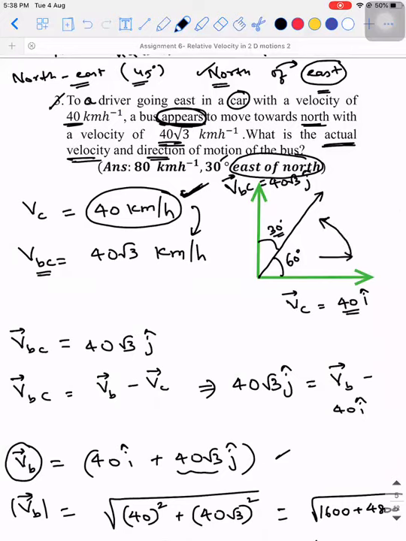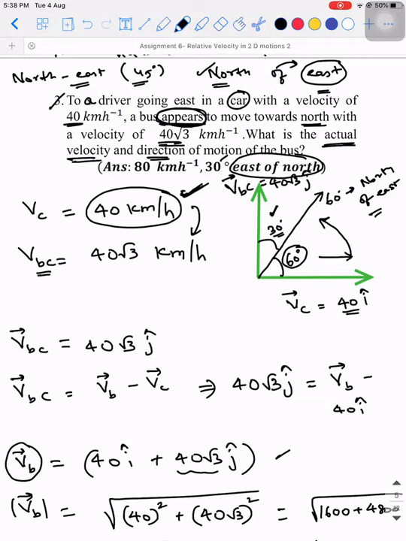So how much should I report the answer as? It is 60 degrees, what? 60 degrees, I write it as north of east. Okay, is this point clear? Are you guys able to understand?